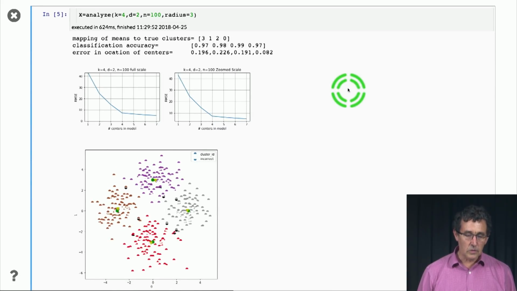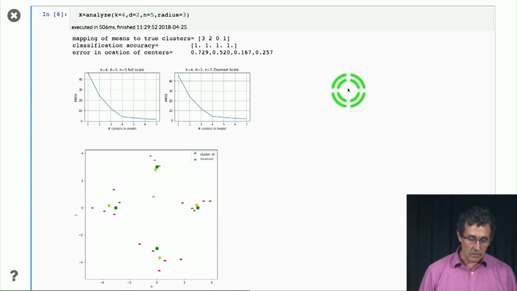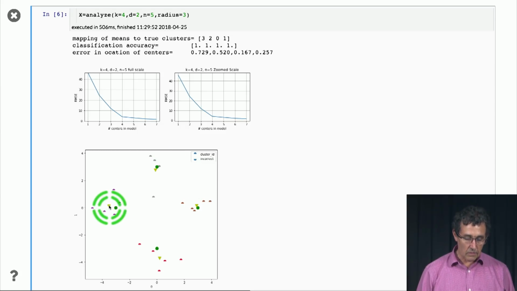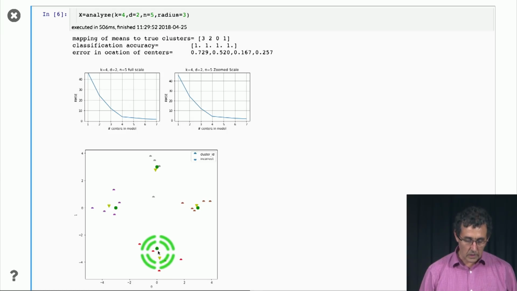But if we reduce the number of points from 100 to, say, 5, this is what happens. Okay, so what you see is that every centroid, the yellow triangle, is a little far from the green circle, which is the true center. Okay, so they all have mistakes.